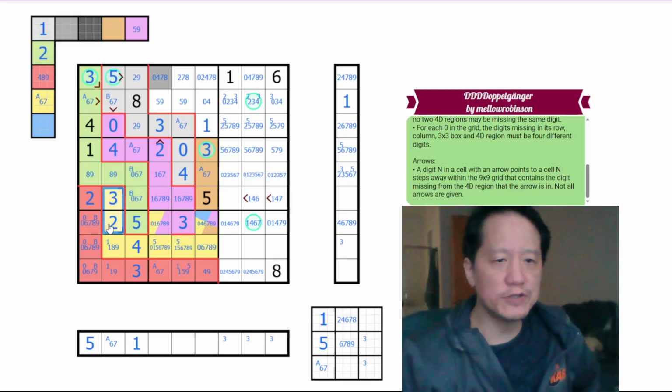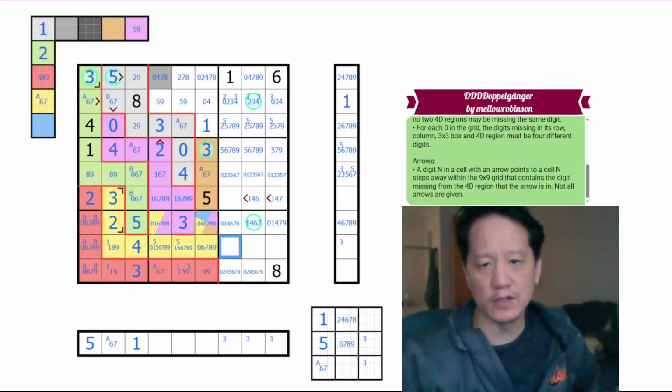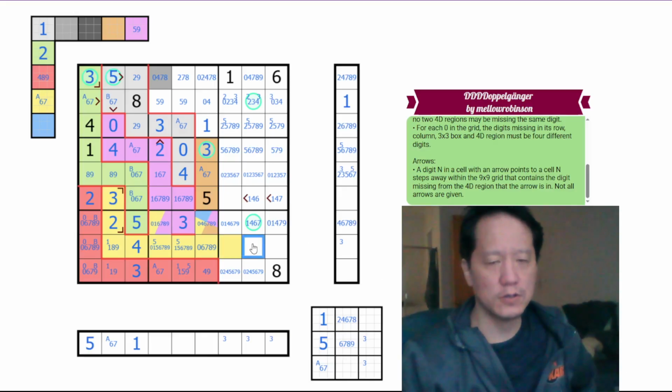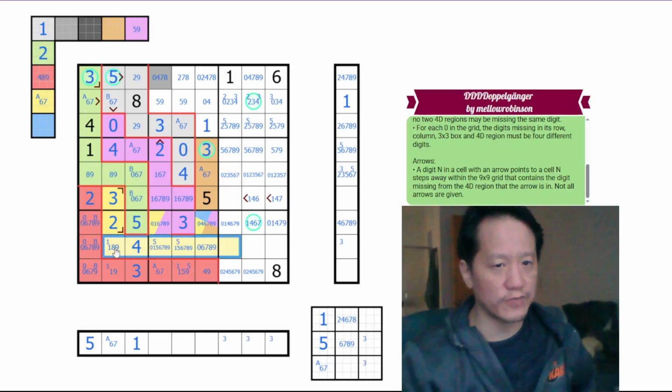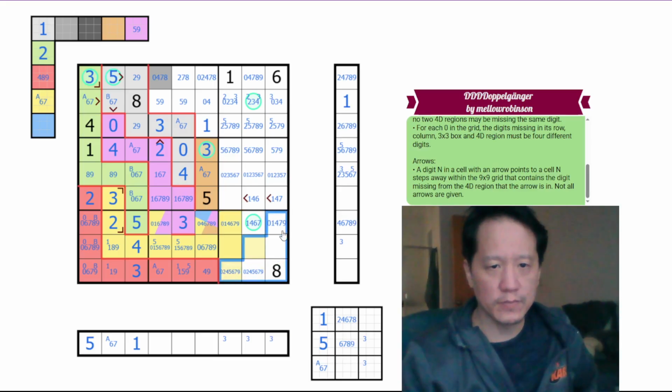So this is 1, 2, 3, 4, 5, 6, 7. We can only have one yellow here, so this must be yellow here. Yellow cannot be part of this box because we only have one more yellow available. So yellow could go here, here, or one of these three. We could have blue go to here. Orange could go to here.